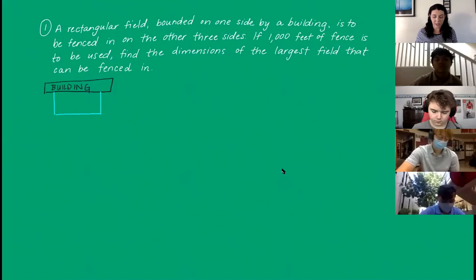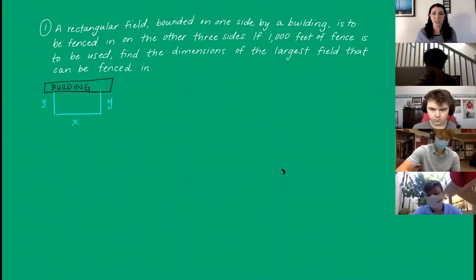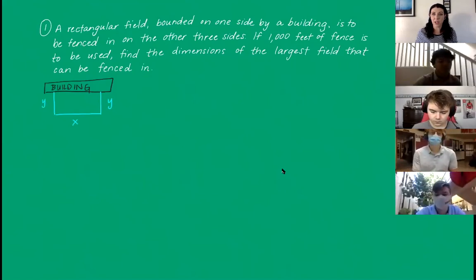So I'm off the bat going to label that my horizontal component is X and my vertical component is Y. And you'll notice I have a Y on this side too. All right, so that's my fence. It says if 1,000 feet of fence is to be used, find the dimensions of the largest field that can be fenced in.